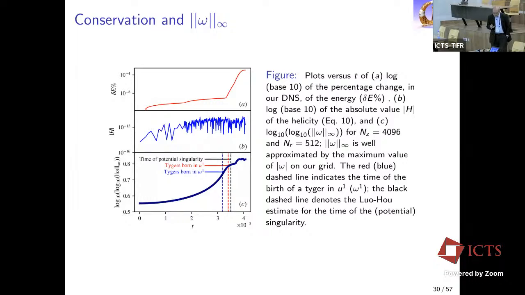I have marked two other lines here, one in red, the other in blue. One says Tygers born in U1, and another says Tygers born in omega 1. So you can see that these oscillatory structures that I talked about do come up here, and I'll show you more about them as we go along.